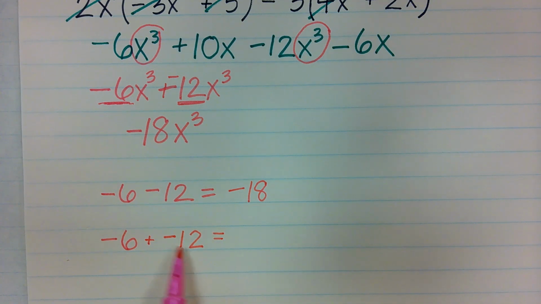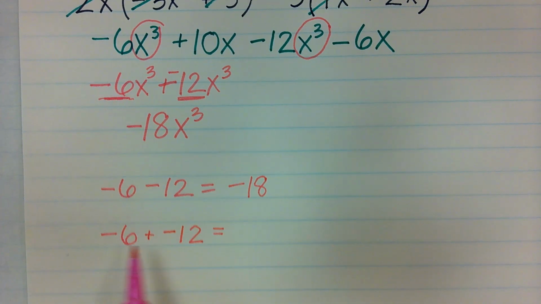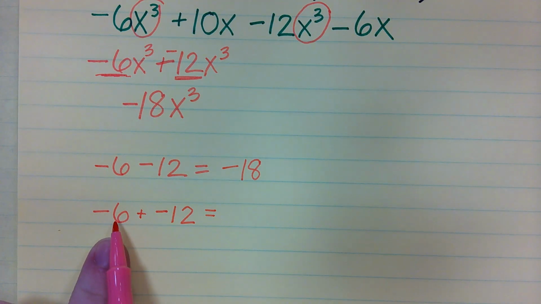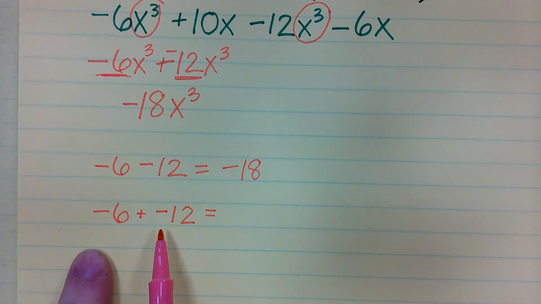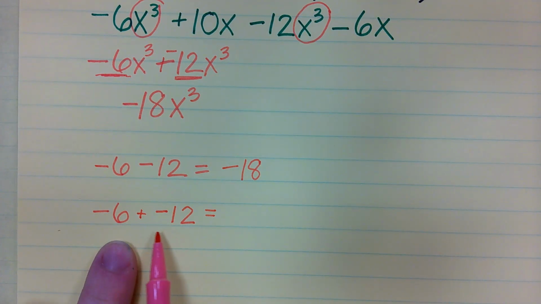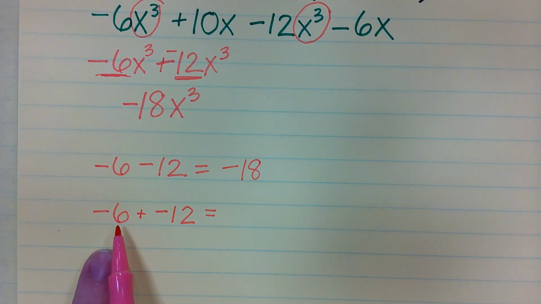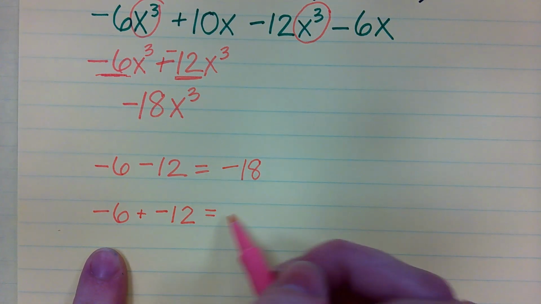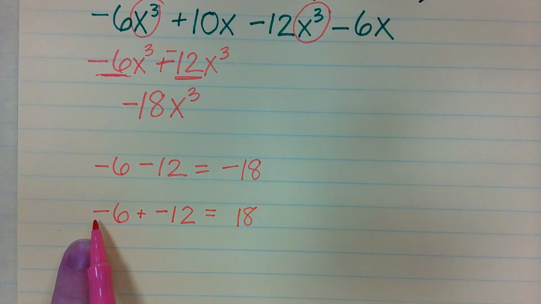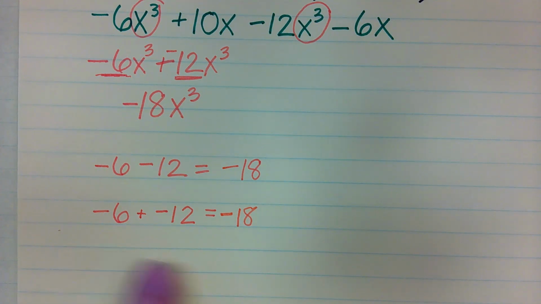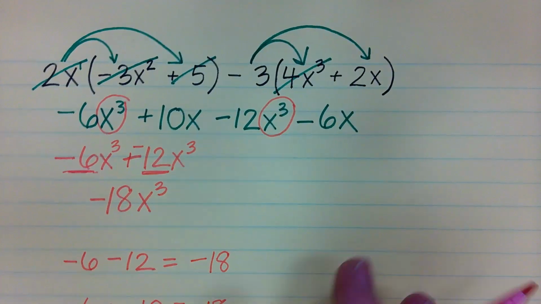To me, sometimes this is a bit easier to imagine because I'm just doing 6 plus 12, but my answer is negative. You see that? Because 12 plus 6 or 6 plus 12 is 18. And since I'm adding negative numbers, I get a negative answer. Does that make sense, you guys? Okay, all right. So let's get back to our problem.